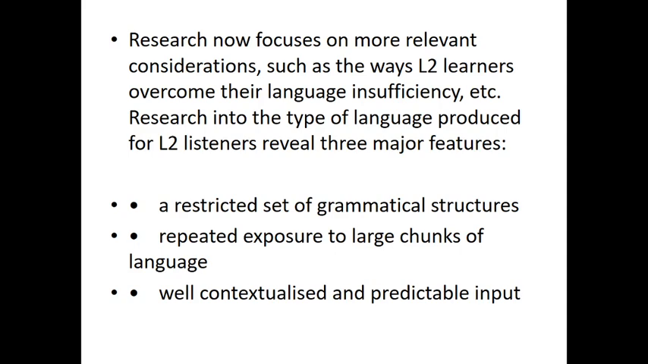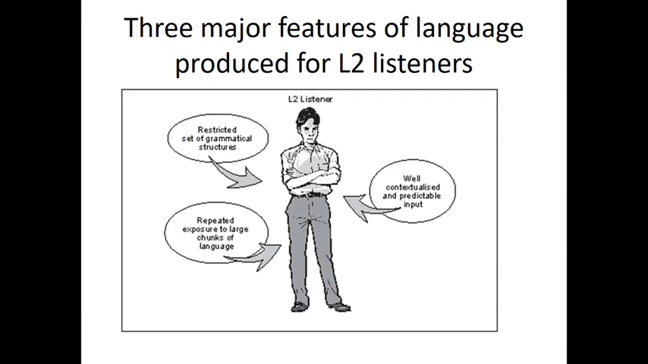Research into the type of language produced for second language listeners revealed three major features: a restricted set of grammatical structures, repeated exposure to large chunks of language, well contextualized and predictable input. Three major features of language produced for L2 listeners. So these are the three areas: well contextualized and predictable input, repeated exposure to large chunks of language, restricted set of grammatical structures.